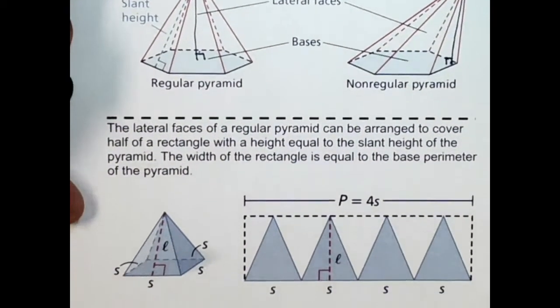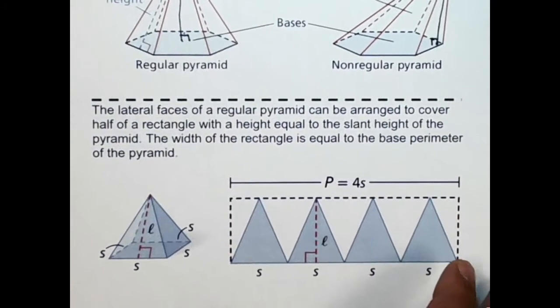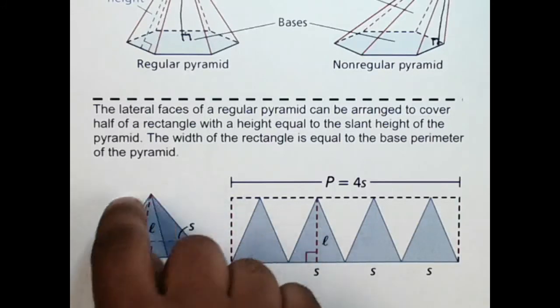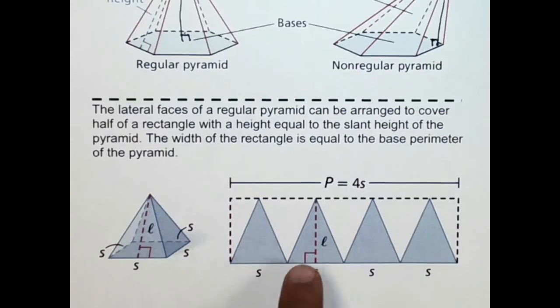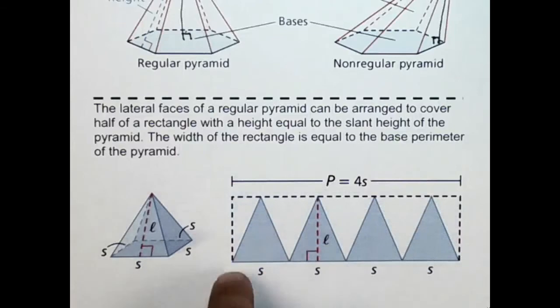Kind of real quick to show you where the formula comes from. The lateral faces of a regular pyramid can be arranged to cover half of a rectangle with a height equal to the slant height of the pyramid. So basically they took out all of these sides right here and laid them out side by side, and it creates what ends up being half of a rectangle. Okay, and the perimeter would be that 4S.